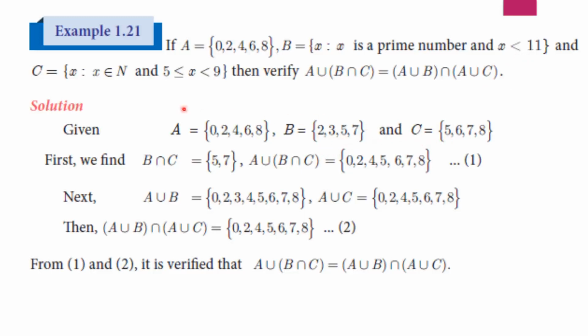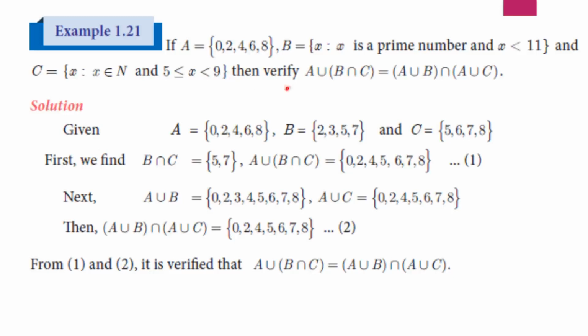And C is the natural numbers which lie between 5 and 9. Here it is less than or equal to 5, so you have to include 5, 6, 7 and 8. You should not write the 9. Here they mentioned only less than 9.